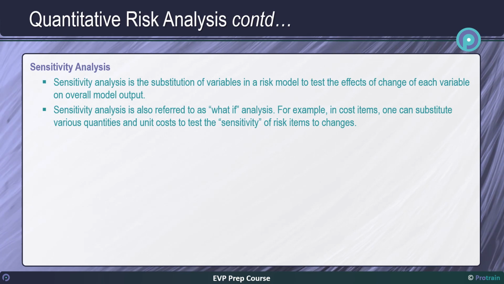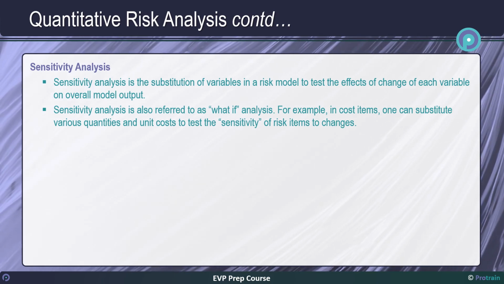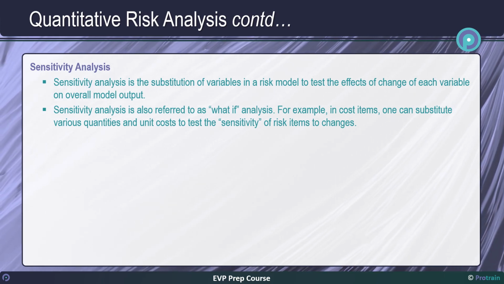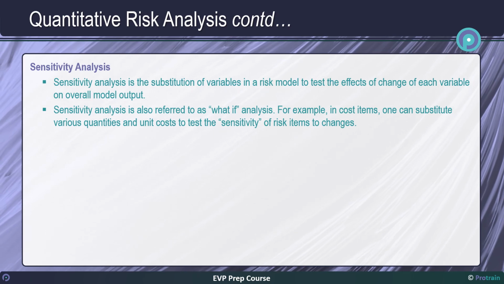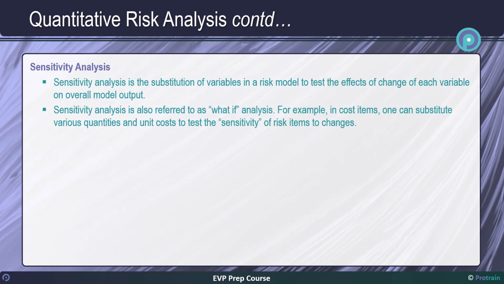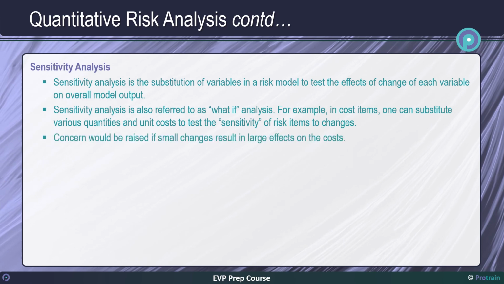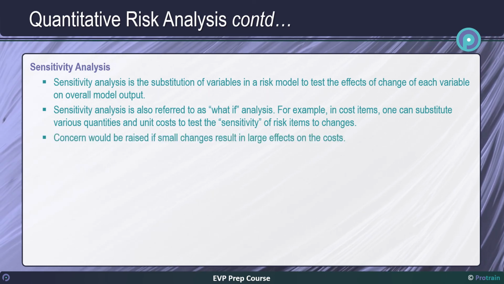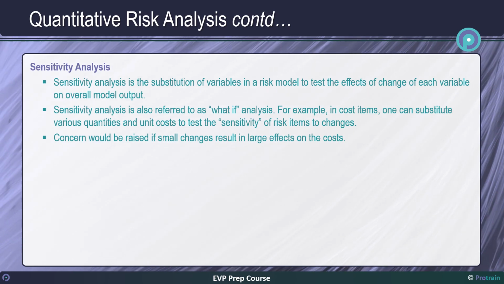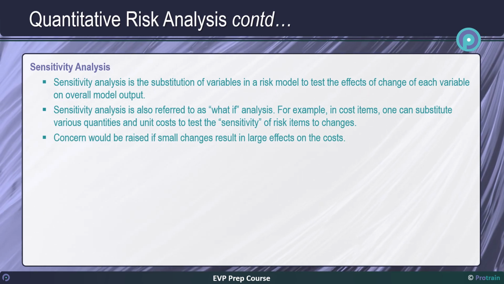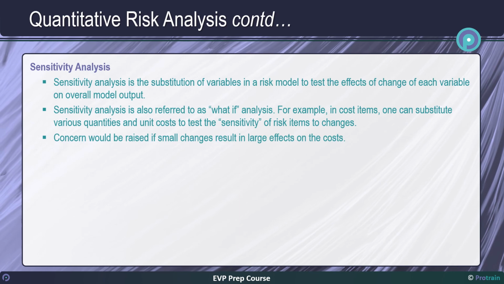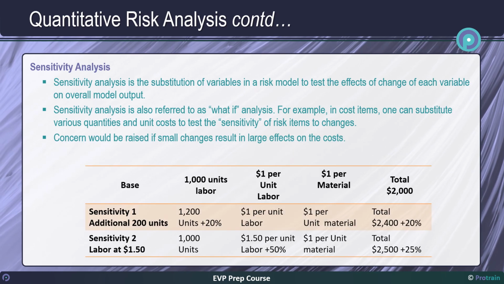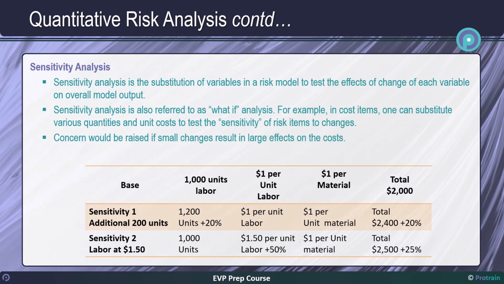For example, in cost items, one can substitute various quantities and unit costs to test the sensitivity of risk items to changes. Concern would be raised if small changes result in large effects on the costs. We shall use a simple example to understand how sensitivity analysis works. Let us go to the table shown on the slide.